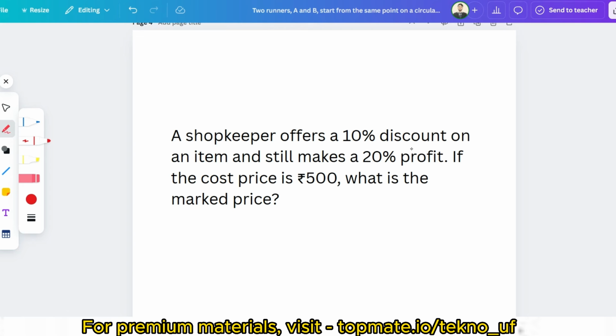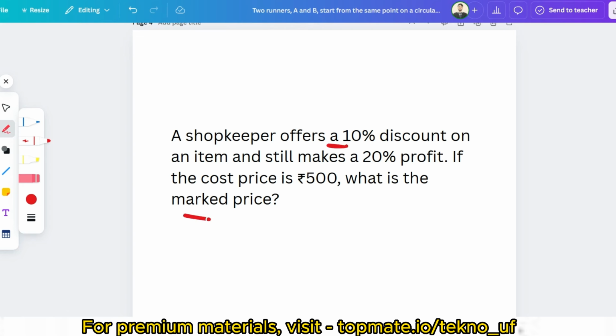So how can you solve the problem? This is from profit and loss. You have to find the marked price, so let's say it is X. Selling price will be cost price plus the profit. So 500 plus the profit will be the selling price. 500 into 1.2, since 20% means 1.2. If we multiply this, it becomes 600. So the selling price is equal to 600.